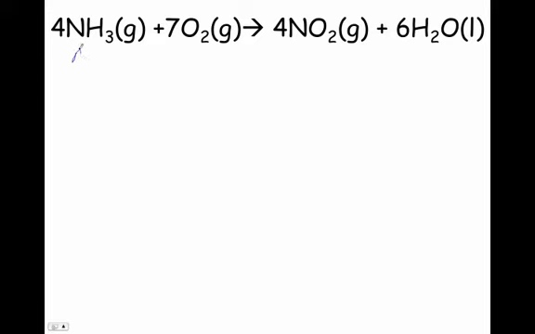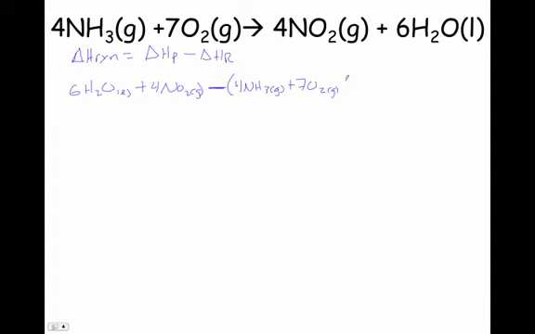So the delta H of the reaction is equal to the delta H of the products minus the delta H of our reactants. We list out all of our products first. So our products are 6 H2O liquids plus 4 NO2 gases. And that's going to be minus our reactants because we subtract them here. So all of our reactants get put in parentheses. So we have 4 NH3 gases plus 7 O2 gases.